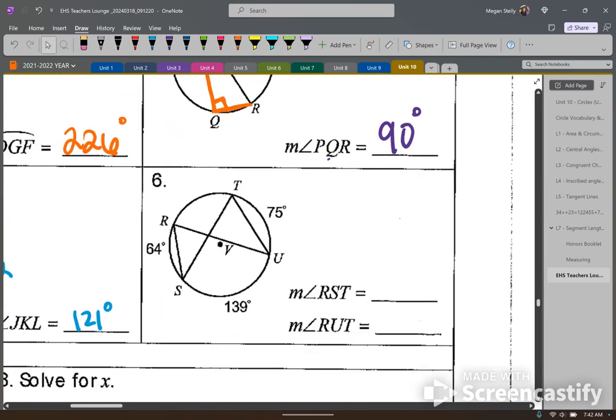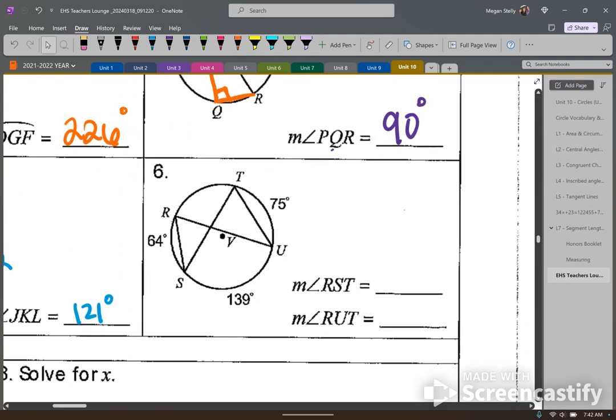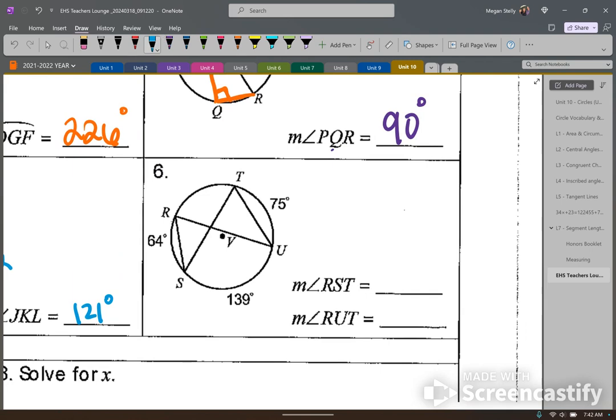Number 6, this is an example of our overlapping arcs. So we have angle RST, R to S, that middle letter, and RUT, that middle letter. These are going to be the same angle, but we need to know its intercepting arc. The intercepting arc is at RT, so we need to know what arc RT is.